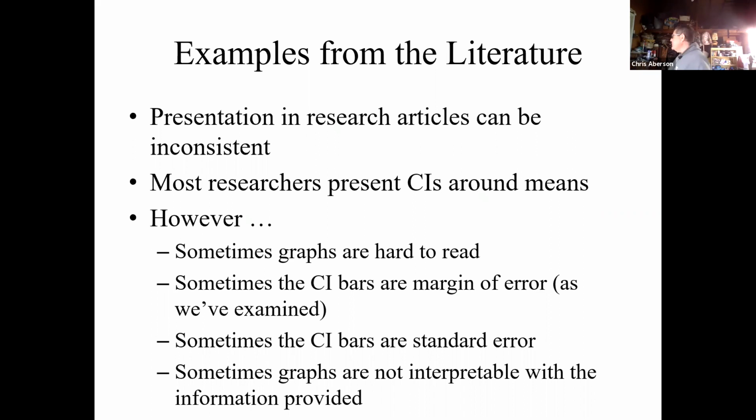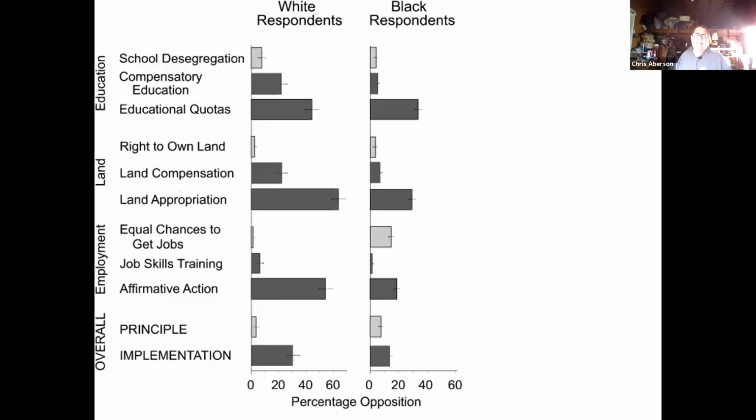All right, so a few examples from the literature, and I think I specifically picked bad examples. Presentation in research articles can be a bit inconsistent. Most researchers will present confidence intervals around the mean. However, sometimes the graphs are hard to read. Sometimes the bars are margins of error rather than confidence intervals. Sometimes the bars are standard error. Sometimes the graphs aren't interpretable at all with the information provided, or more technically, the information not provided.